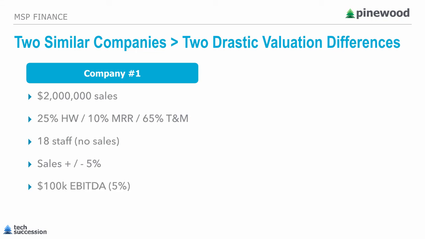Only $100,000 in earnings. So still a profitable business, and it's generating pretty good cash flow, but 5% tends to be towards the bottom of the MSP valuation spectrum. So what we would look at is around a 5 times multiple on this particular company. Now again, a different buyer might value it at 4, a different buyer might value it at 7.